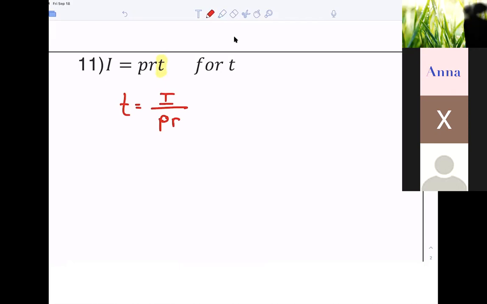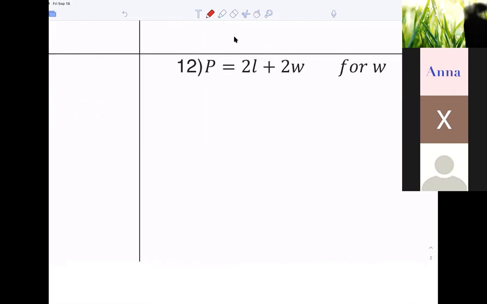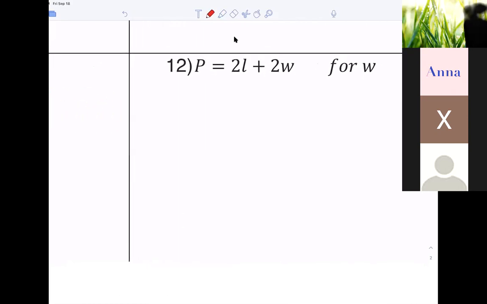So here we go. What are we solving for? W. So you'll highlight W. What do I need to get rid of? The ones with the L's. How do I get rid of 2L? You subtract it. Exactly. So just so you can see it, subtract 2L. So what do I get now?